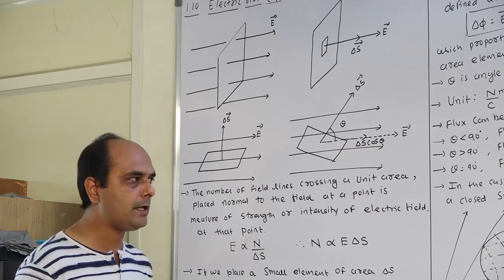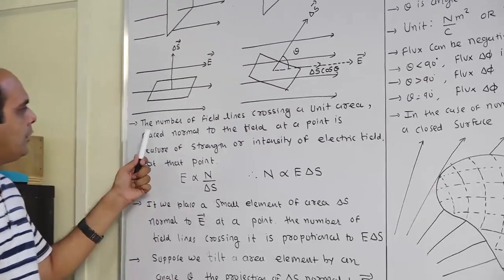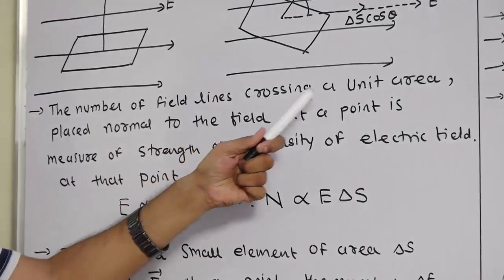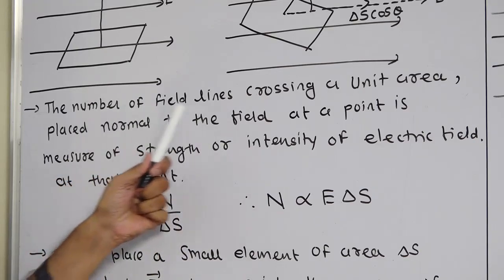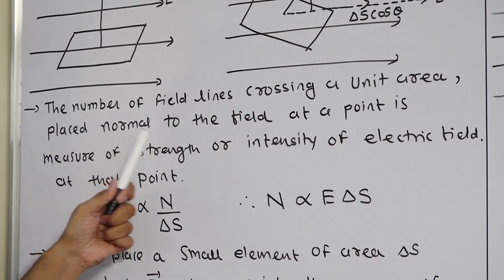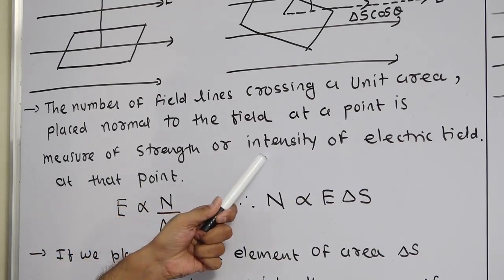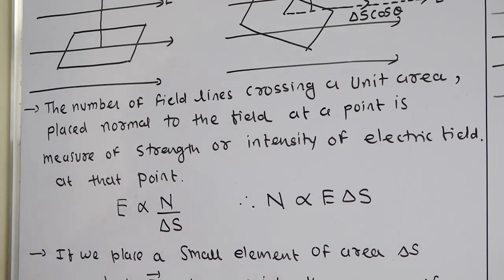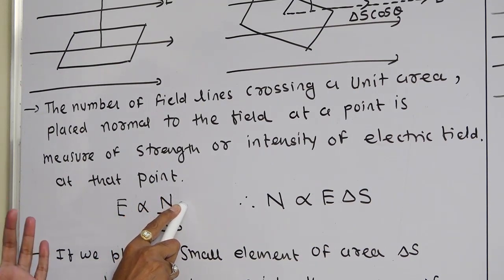Okay. Now there is a more detailed description of flux to be shown on this board. The number of field lines crossing a unit area of a plate normal to the field at a point measures the strength or intensity of the electric field at that point. So this statement gives the electric field intensity, which is directly proportional to the number of field lines linked per unit area.